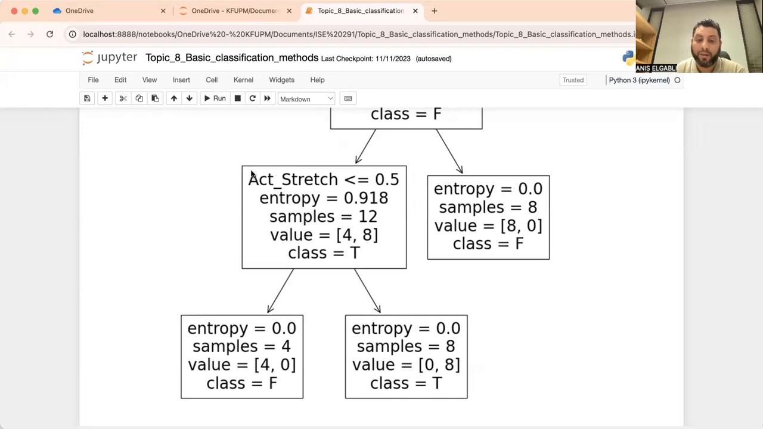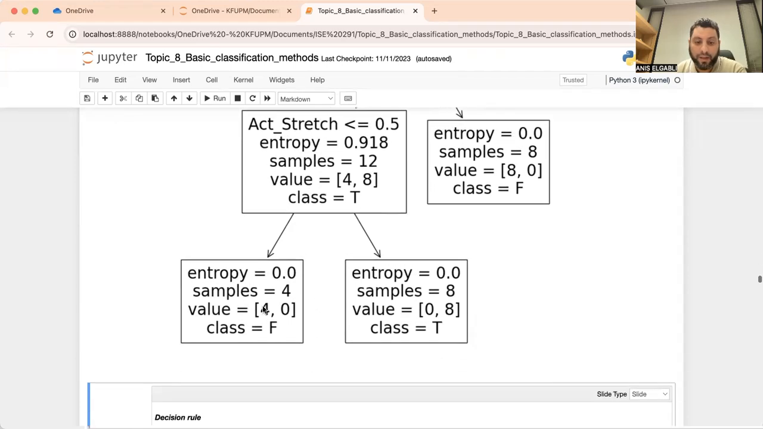Okay, the value for act was dip, was not stretch, because act underscore stretch is less than 0.5. So 4 samples came here, satisfied that condition, and 8 samples did not satisfy that condition, they came here. We come here when this condition is satisfied. So if it's true, we come here. If it's false, we come there, if this condition is not satisfied.